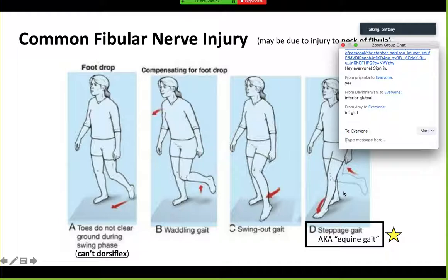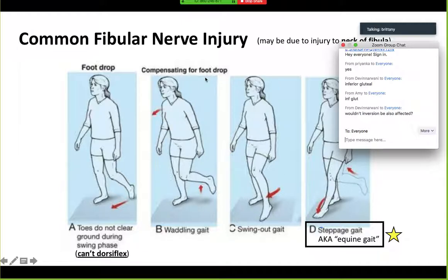Basically, the patient is going to flex their hip and knee up very high so their toes can clear the ground, so they don't trip, basically. If this is confusing at all, I definitely suggest YouTube and just Google patient with a steppage gait, and you can see how.